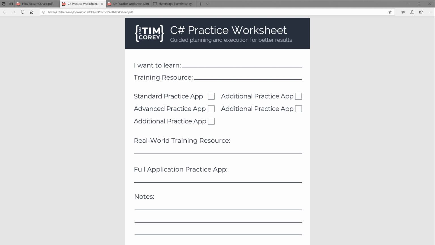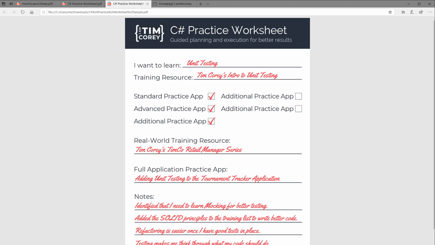So I created a sample worksheet for you as well. This sample demonstrates how you might fill out a worksheet while learning unit testing in C#. Note that even the full practice application isn't something you have to put into production. The tournament tracker application from the C# application from start to finish course could stand in as that full application. Since it does not have unit testing, that's a great one to apply unit testing to in order to figure out how well you understand the topic.